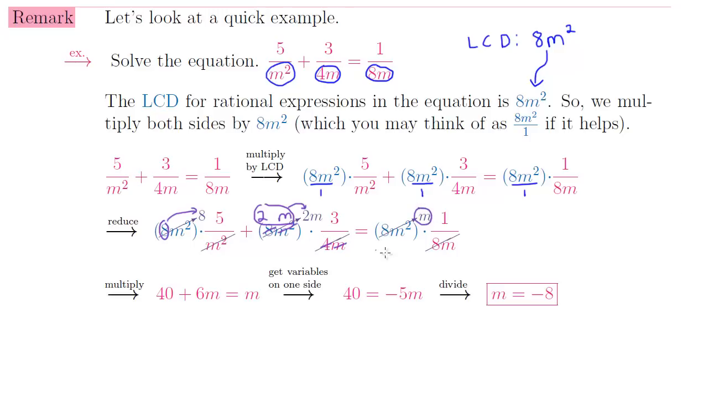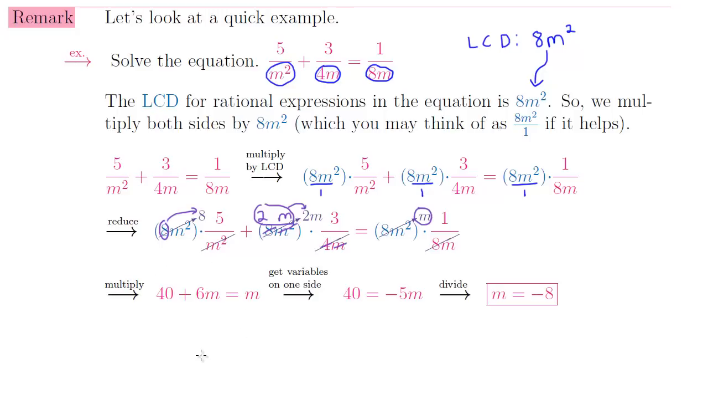Now we have to multiply everything out. We had a 5 and an 8 left here. They have to be multiplied. 5 times 8 gives you 40. We had a 2m and a 3 left here. They have to be multiplied. 2m times 3 gives you 6m. We have an m and a 1 left. They're multiplied. At this point, we're back to a linear equation.